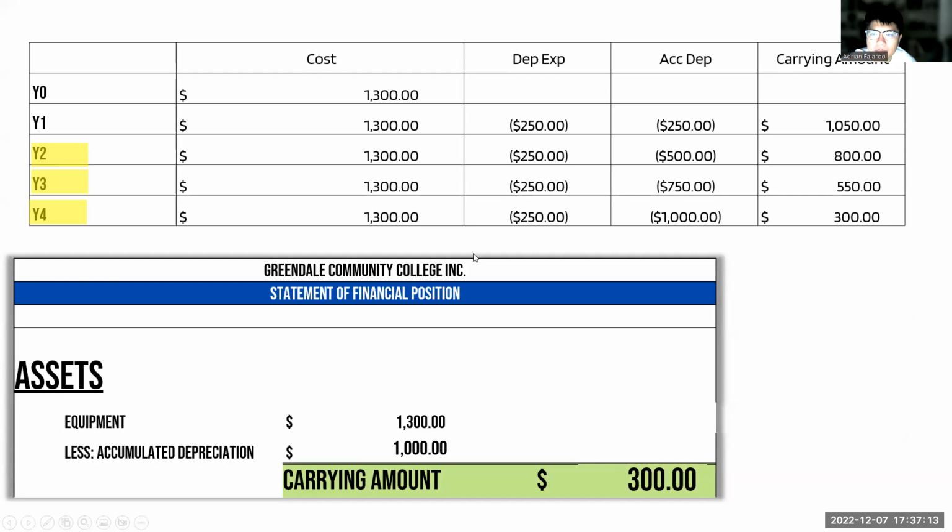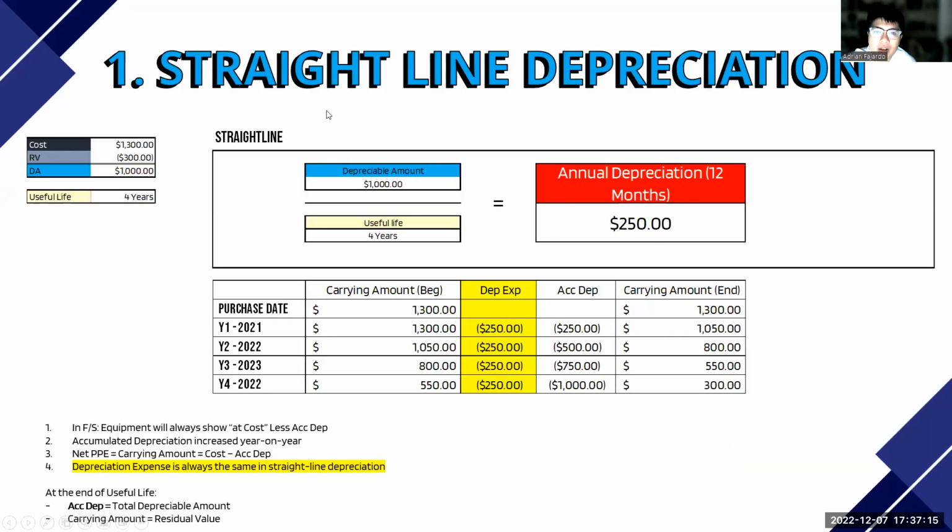So some things to note lang. So this is how usually yung formula for this. So you start with your cost, you subtract your RV or residual value, you get your depreciable amount. And then depreciable amount divided by useful life is your annual depreciation for the year. And then madali lang to because hindi na putol yung year. In year 1, 12 months. So 250, 250, 250. So ang important thing to note here is that depreciation expense in straight line depreciation, most of the time, pare-pareho lang yung annual depreciation expense, right?